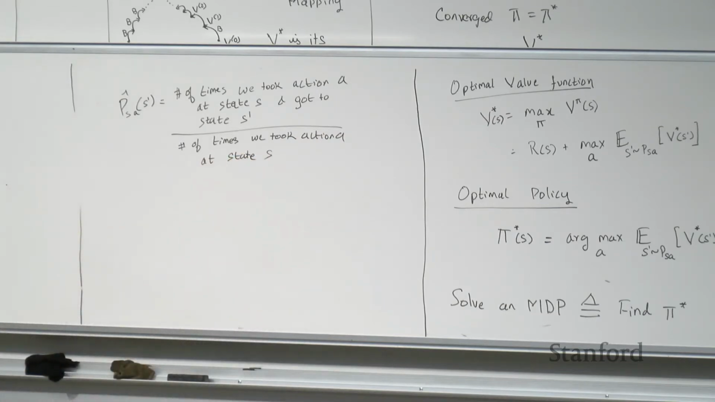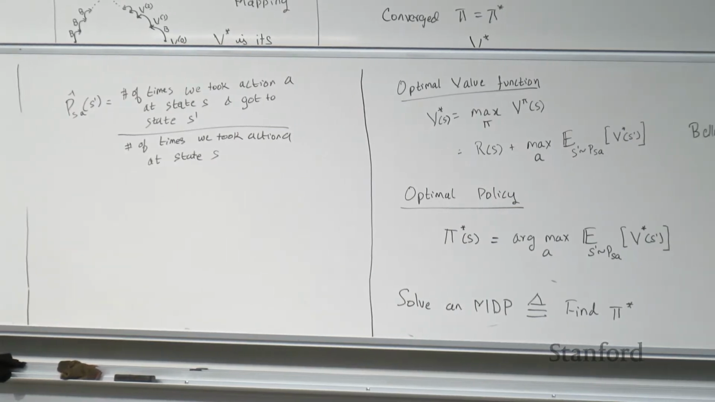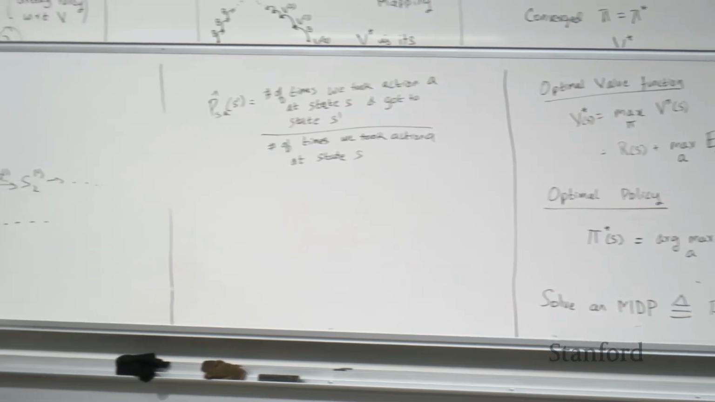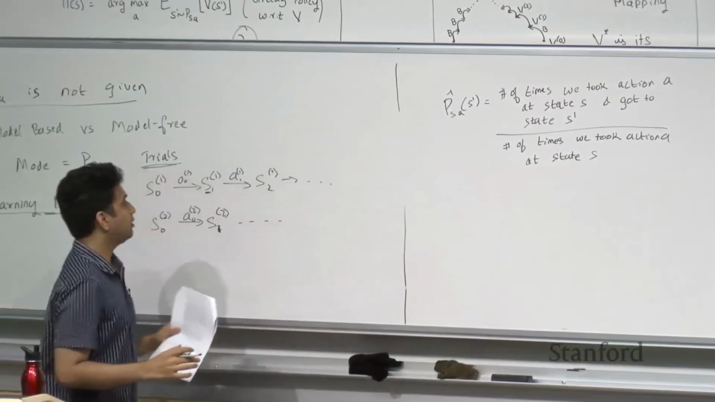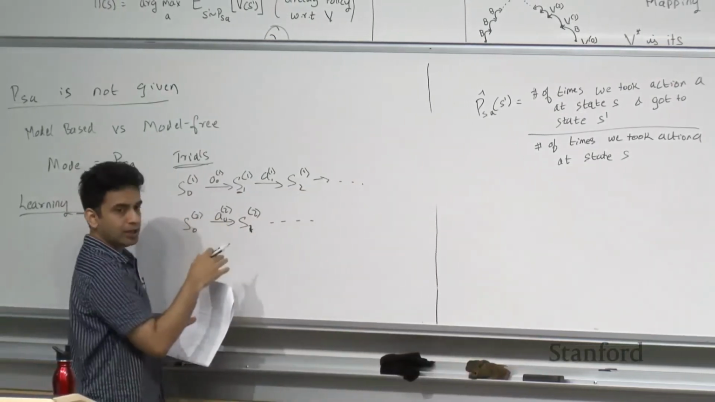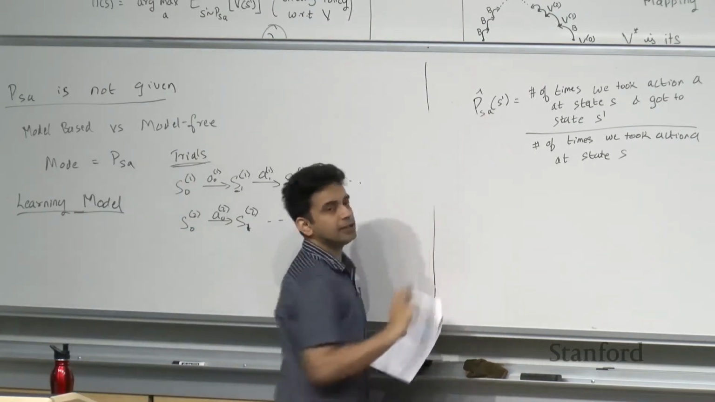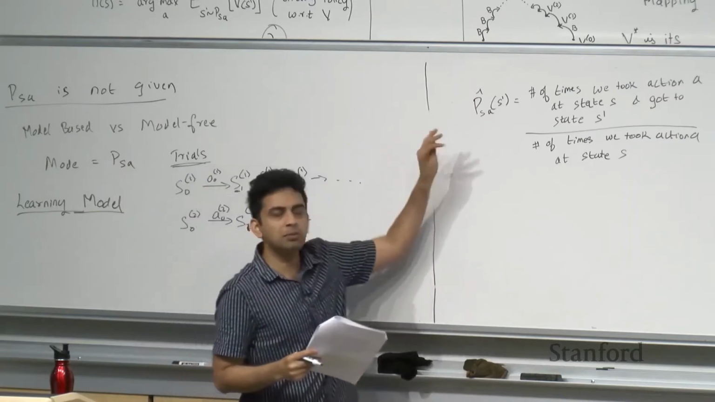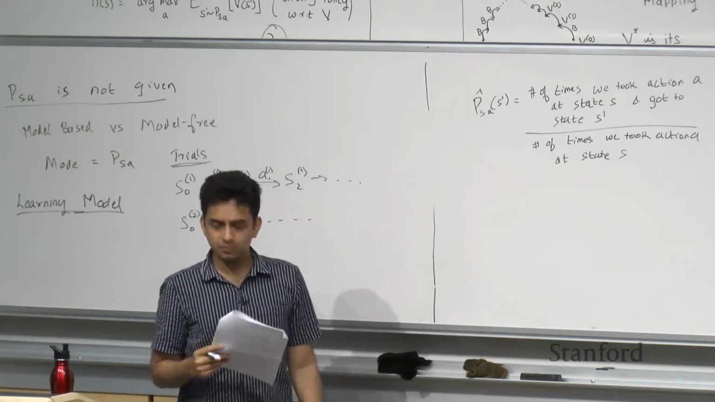So run such trials, lots and lots of them, and once you run all these trials, we just count the number of times we were at some particular state S and took a particular action A, and that goes into the denominator. And of the number of times when we took that action in that state, what fraction of times did we arrive at state S prime, right?